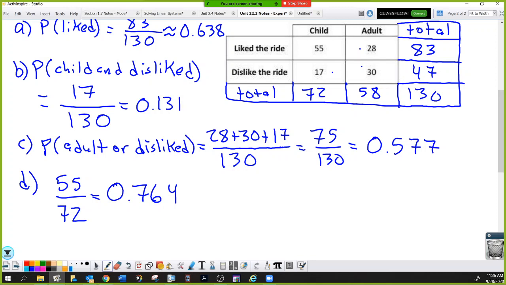Now what we want to do is say, the probability that someone is an adult, given that they disliked the ride. So what is the denominator now? 47. Because I said given that disliked the ride. So the total for dislike goes on the bottom, and this is the probability that that person is an adult. 30 out of 47 gives us 0.638. So about 64% of the people who don't like this ride are adults. So it's probably a kid's ride because we found out that 76% of the kids do like it. And that is the entire note set, for today at least.